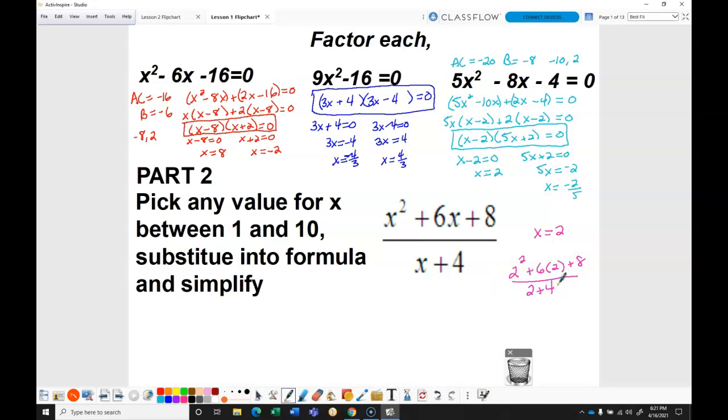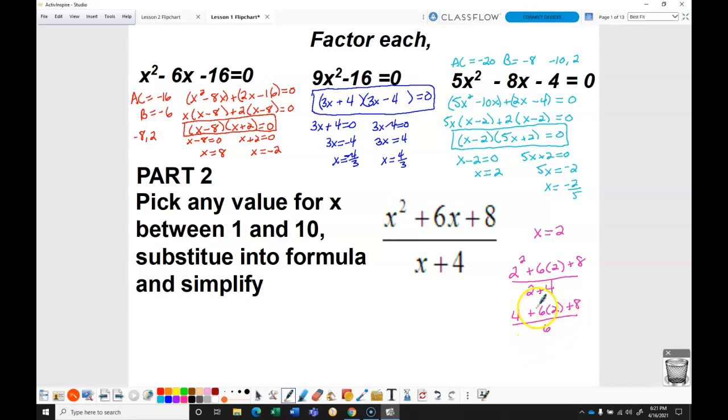Now, the fraction bar works as a grouping symbol. So what that means is I have to do everything on top and then everything on bottom before I actually do the division. On the top, I have an exponent, I have multiplication, and I have addition. So I'm going to do the exponent first. That gets me 4 plus 6 times 2 plus 8. On the bottom, I only have the one operation of addition, so I can do that, and that's 6.